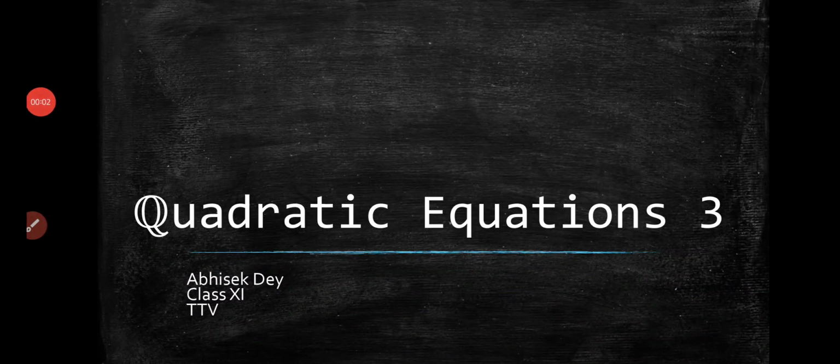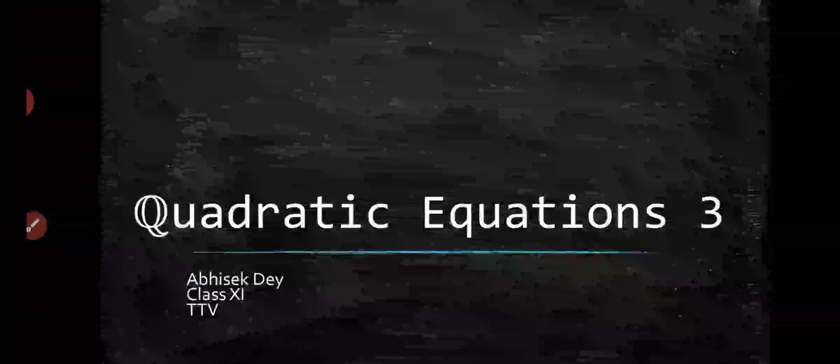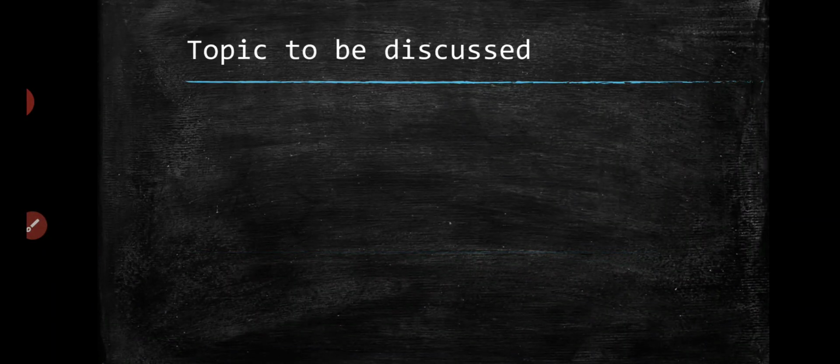This is the third and final class of the chapter Quadratic Equations, and this is going to be a little bit bigger and more elaborate class because this particular part of the topic needs a little bit of discussion. Today we are going to discuss the relation between the roots and the coefficients of a quadratic equation.